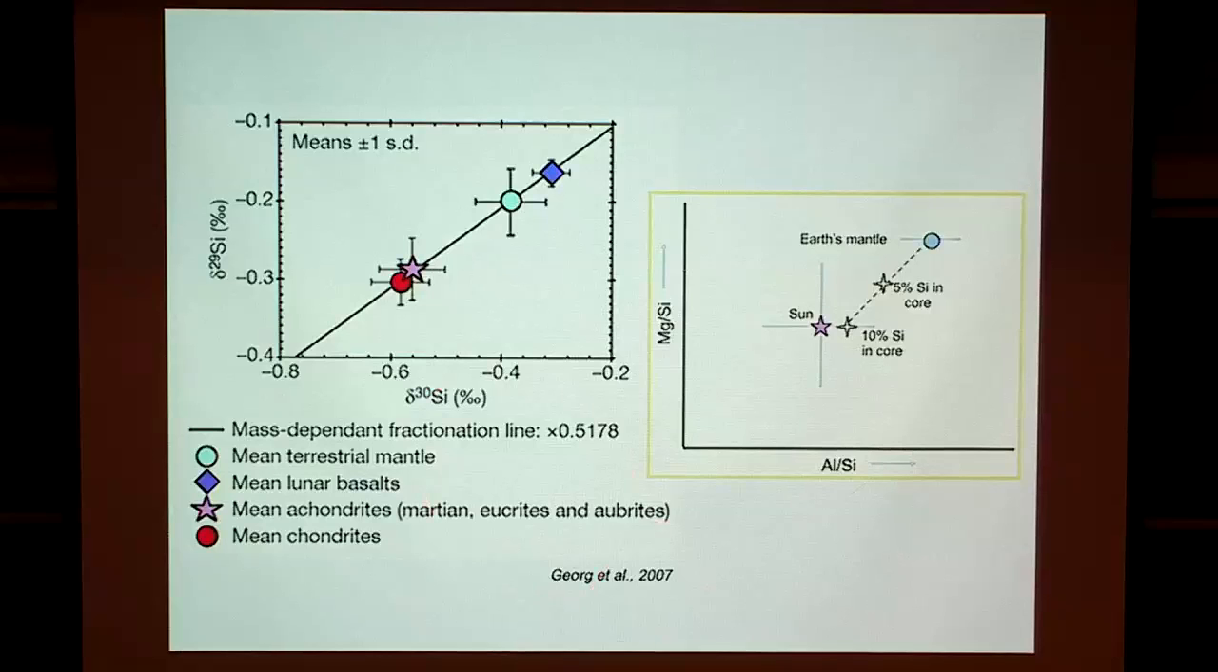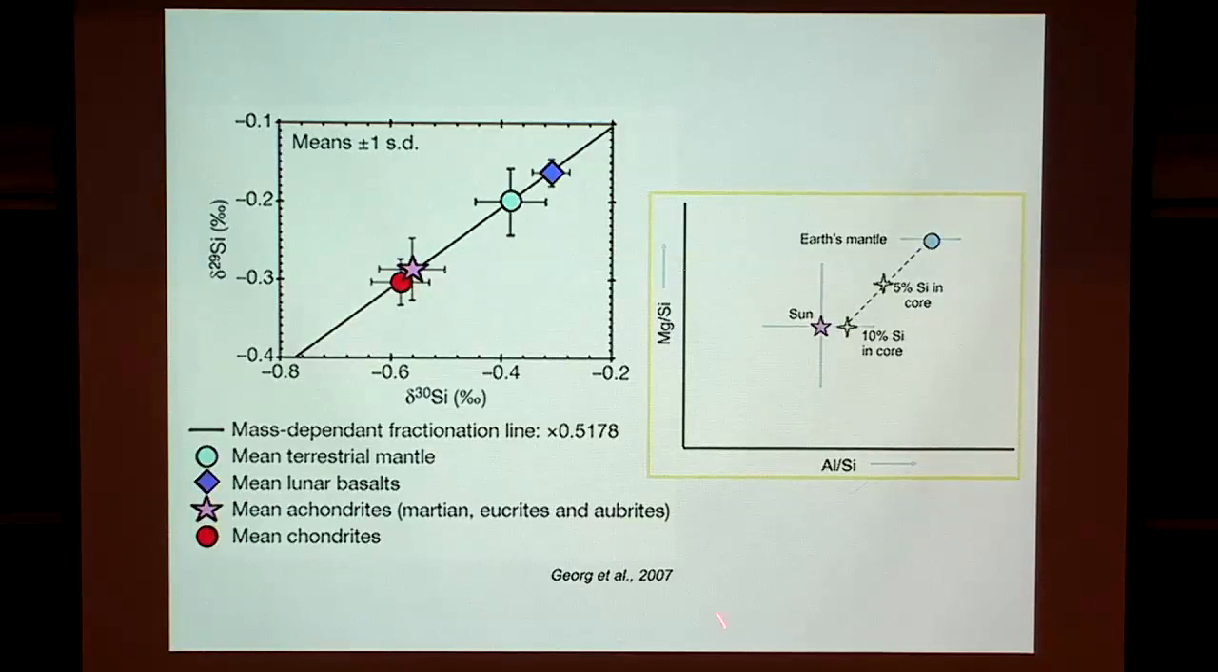So a paper was published in 2007 by Bastian Georg, working with Alex Halliday at ETH at the time, I think. And what you're looking at here is delta 29 versus delta 30. We call this a 3-isotope plot. It's 3 isotopes because the denominator in both of these is 28 silicon. So we always have ratios, right? 29/28, 30/28. And you see that all these points lie on a line, which is called the terrestrial fractionation line, which is theoretical. You can calculate it just based on the masses of the isotopes, okay?